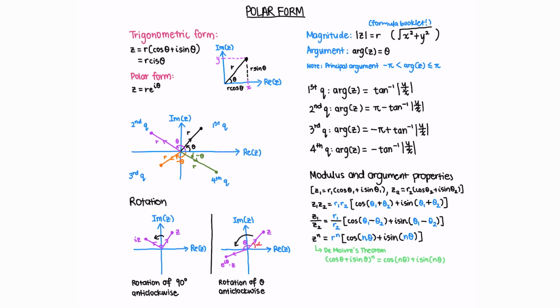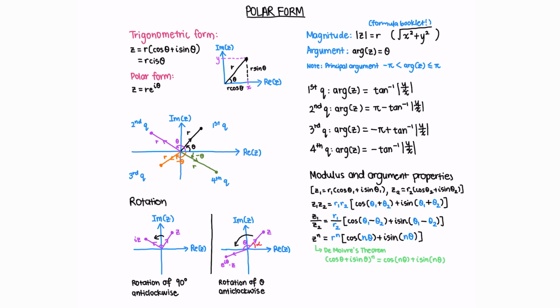Finally, utilizing the same concept, we have the modulus and argument properties. Earlier we multiplied two complex numbers together. If z1 is a complex number and z2 is also a complex number, and you multiply these two together, then the magnitude becomes r1 times r2. For the argument, earlier remember we just added the arguments together, so the argument of z1 z2 becomes theta 1 plus theta 2.